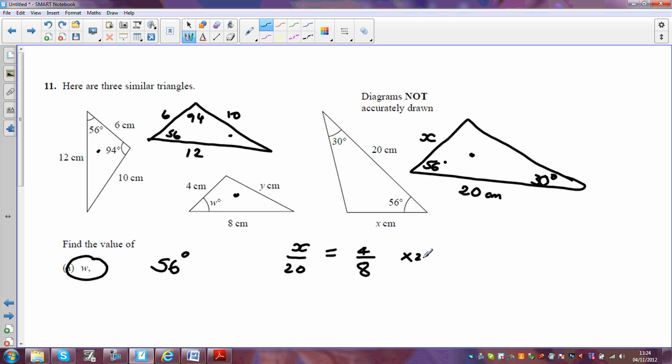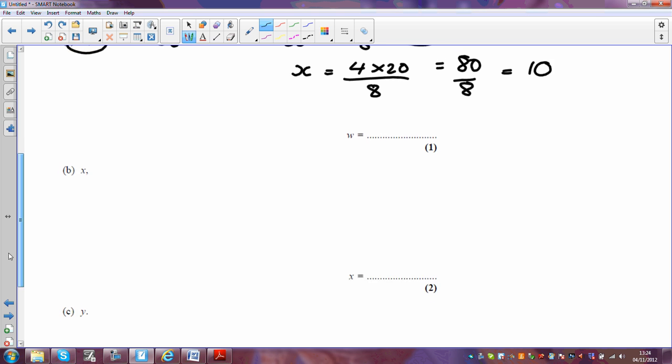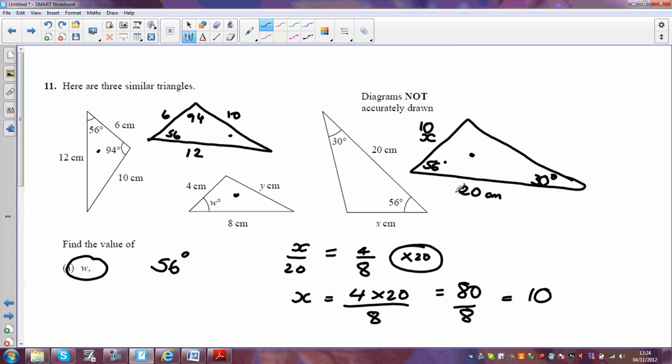If I now just multiply both sides by 20, X is going to be, if I multiply the right hand side by 20, it becomes the top, which is multiplied by the 20. 4 times 20 then divided by this 8, well, that's just 80 divided by 8, and 80 divided by 8 is actually just 10. So I now know that X is actually 10 centimeters long. Okay, part C asks me to find the length of Y, where Y is here.